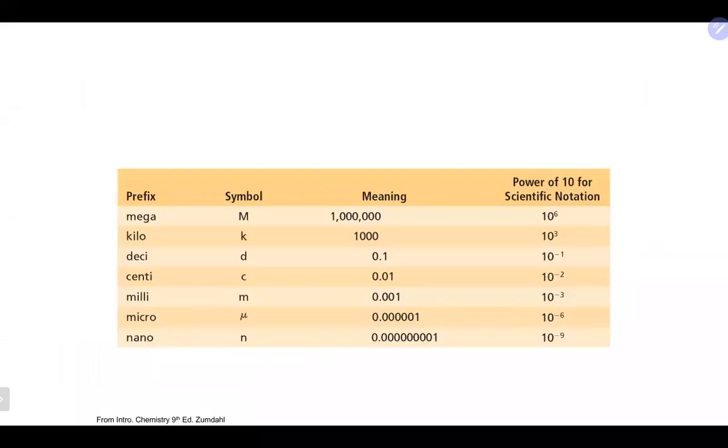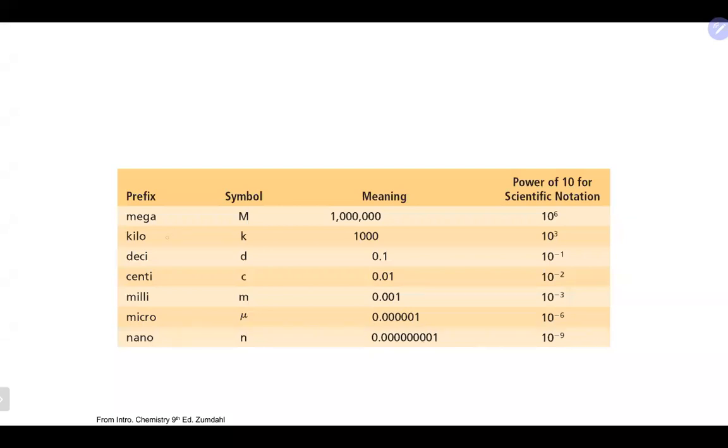This is a table from your book. In the metric system, we often use prefixes to change the meaning of some of the numbers. Not really change the meaning, but make the numbers a little bit more manageable so we don't have really large numbers, or maybe really small numbers. And as we talked about before, this is probably a table you should know.